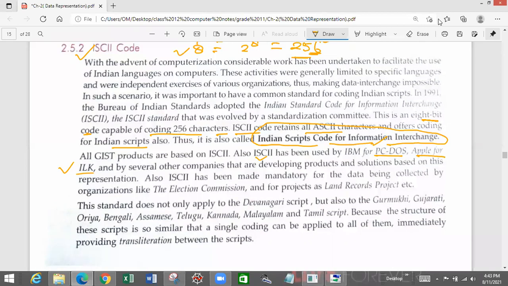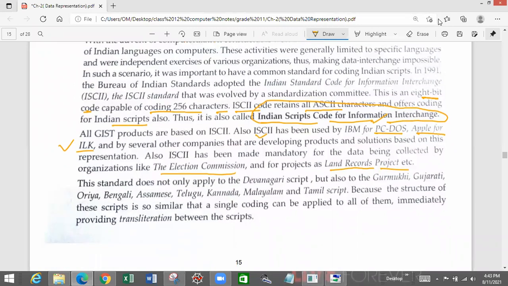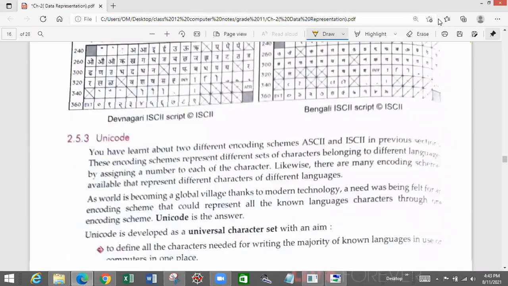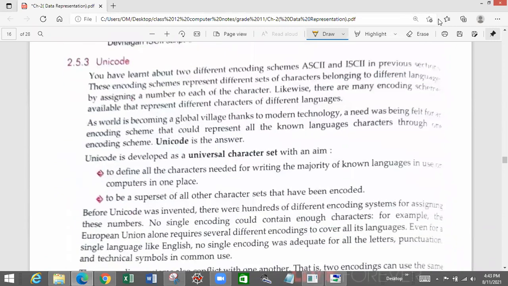Also, ISCII has been made mandatory for data being collected by organizations like the Election Commission and projects like the Land Records Project. So everything which is being done in India in the sphere of IT provides for the use of ISCII coding schemes, so that Indian dialects and Indian languages are also part of the digital movement which is happening all around us.